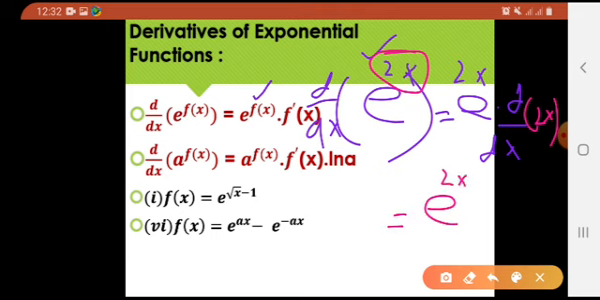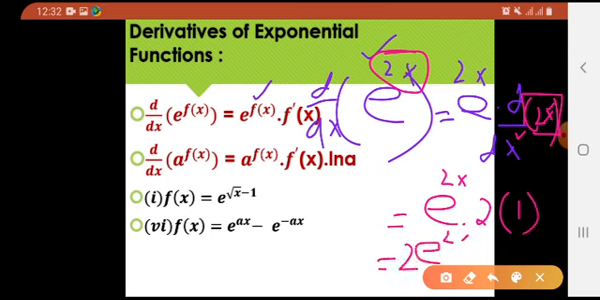The answer would be e raised to the power 2x into what is the derivative of 2x? 2 being a constant remains as it is. And what is the derivative of x with respect to x? It is 1. So what is my answer? 2 into e raised to the power 2x. This is my answer. How easy it is.